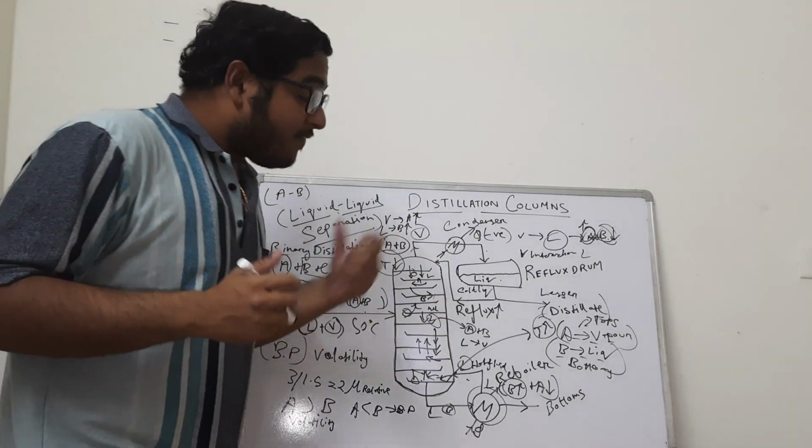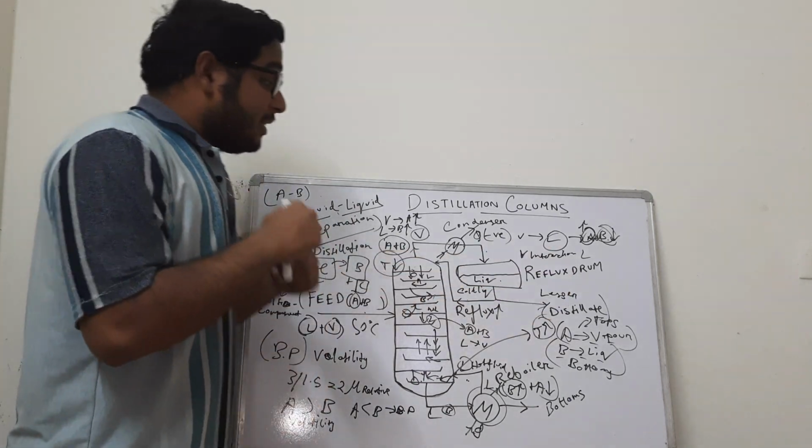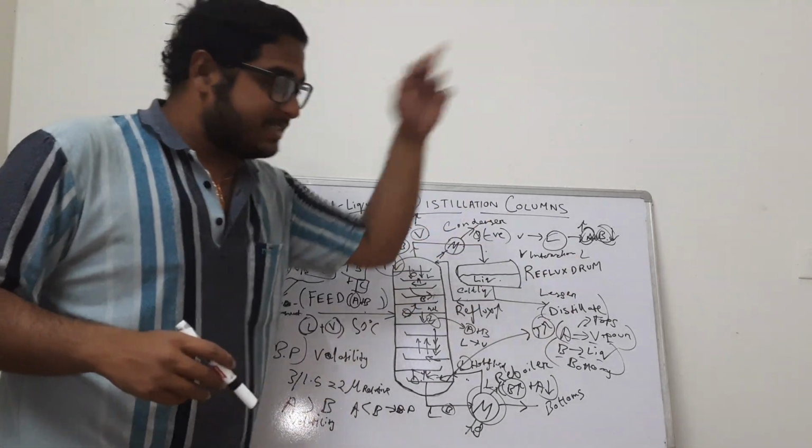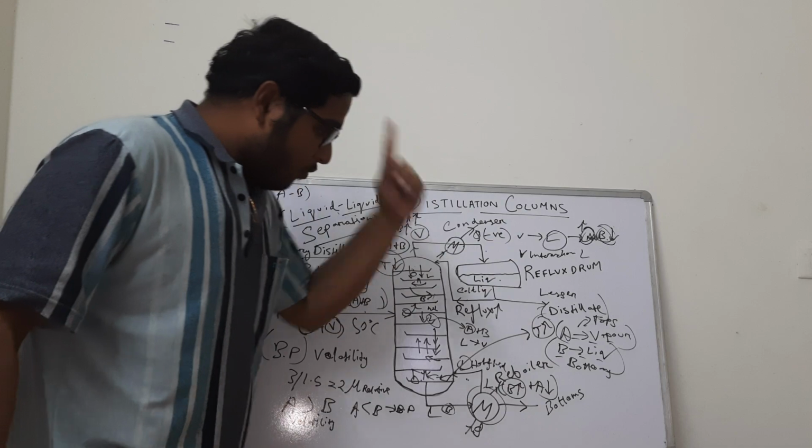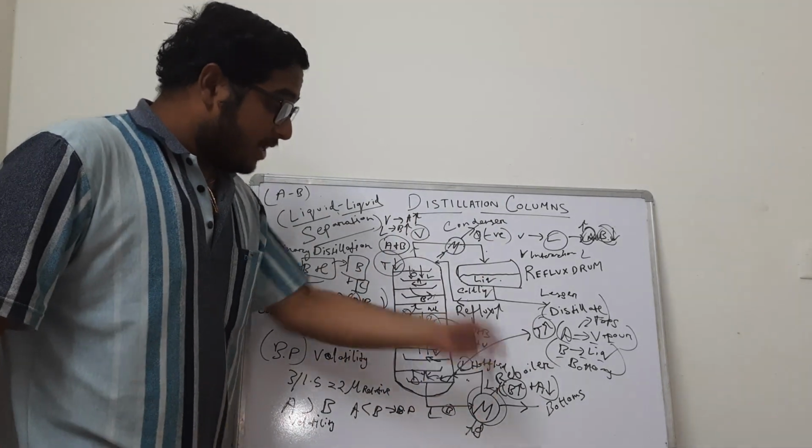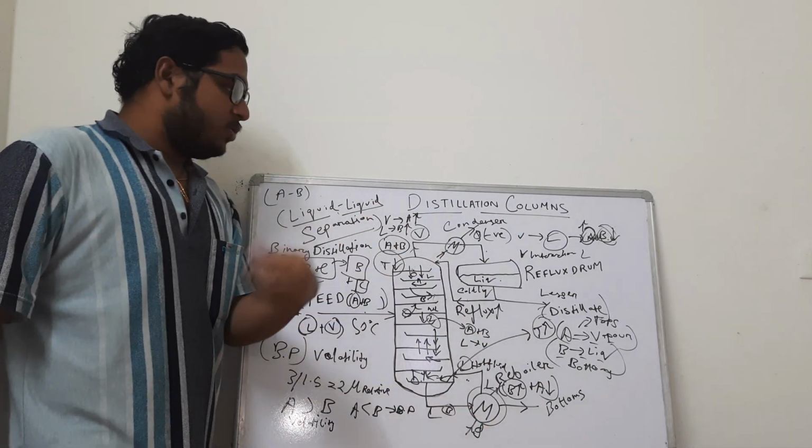So the amount of reflux decides the amount of distillate. The more the reflux, the lesser the distillate that is sent to the end customer. And moreover, here also, the more the reflux from the reboiler, the lesser the bottoms product that is being sent to the customer.